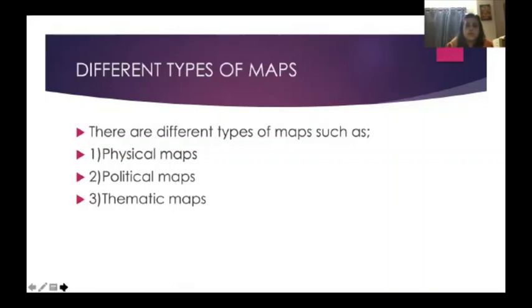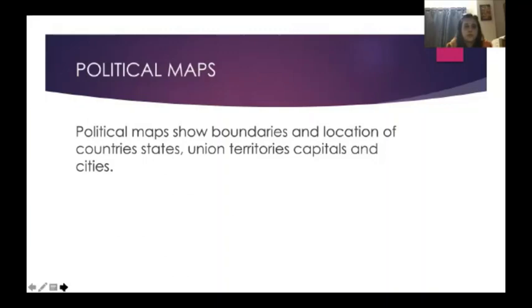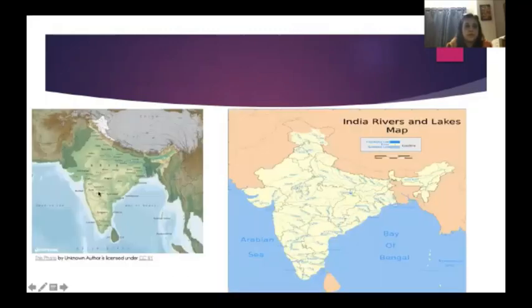Now, what are the different types of maps? Well, children, there are different types of maps such as physical maps, political maps, and thematic maps. First, today, we will learn about the physical maps. Let me show you the physical maps. See, children, this is a physical map. Can you see? This is the map of India, and here it shows the rivers and lakes of India.